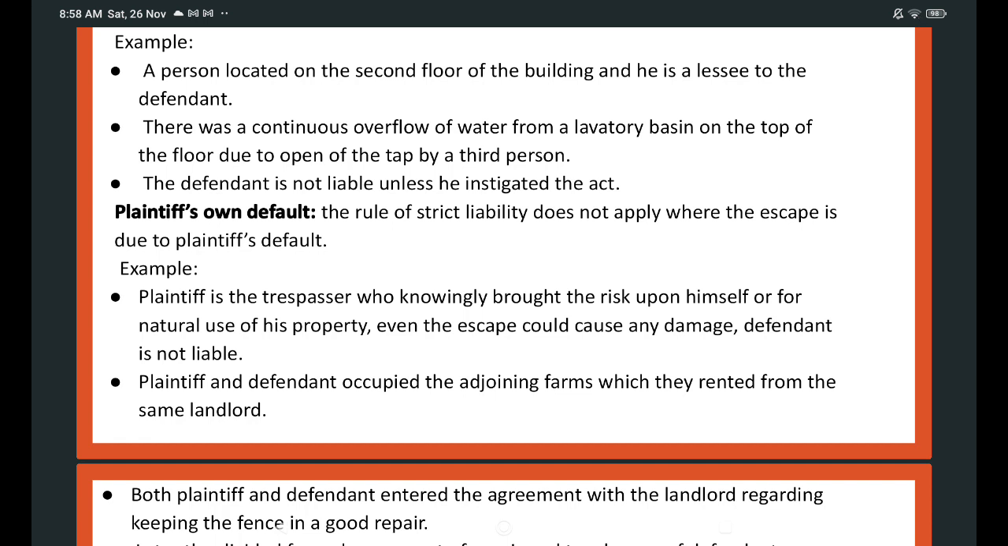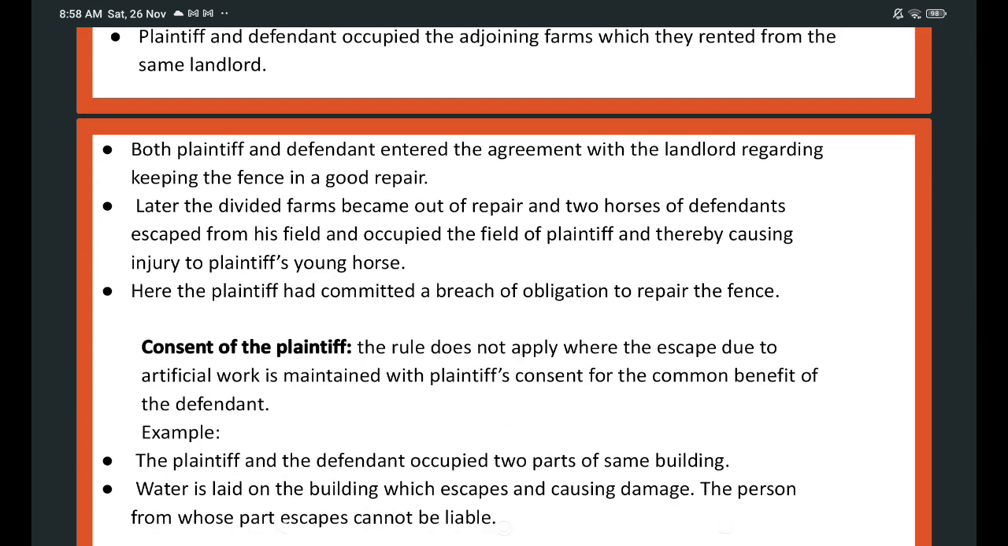Third, plaintiff's own act. The rule of strict liability does not apply where the escape is due to the plaintiff's default. Example: the plaintiff is a trespasser who knowingly brought the risk upon himself, or the escape is for natural use of his property. Even if the escape could cause damage, the defendant is not liable. Plaintiff and defendant occupied adjoining farms which they rented from the same landlord. Both entered an agreement with the landlord regarding keeping the fence in good repair. Later, the divided farms fell out of repair, and two horses of the defendant escaped from his field, entered the plaintiff's field, and injured the plaintiff's young horse. Here the plaintiff had committed a breach of the obligation to repair the fence.